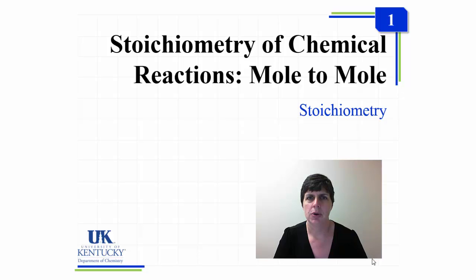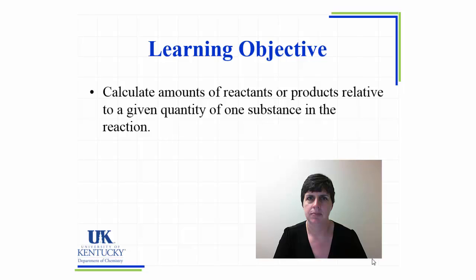In this module, we are going to look at the stoichiometry involving chemical equations, specifically looking at mole-to-mole calculations. By the end of this module, you should be able to calculate the amount of a reactant or product based on the given quantity of another substance in the reaction.